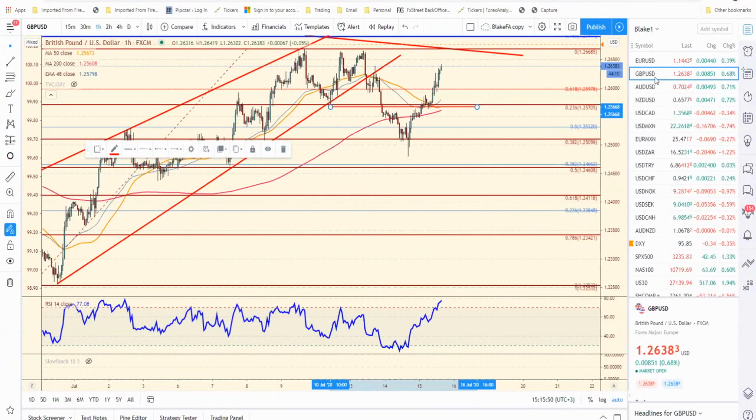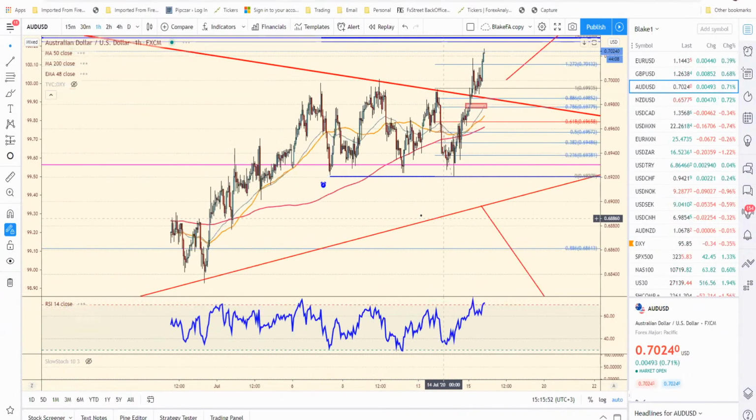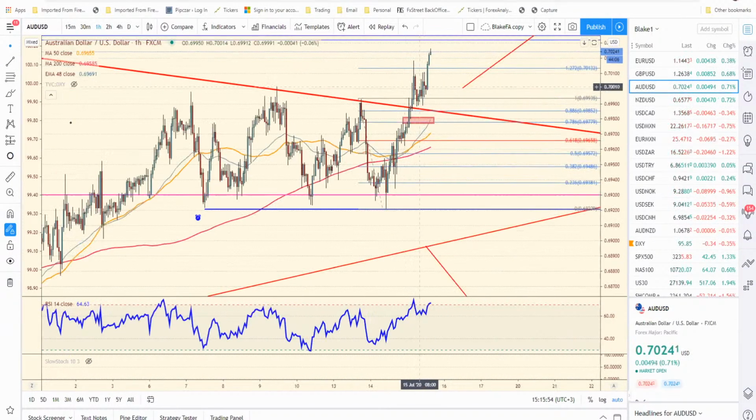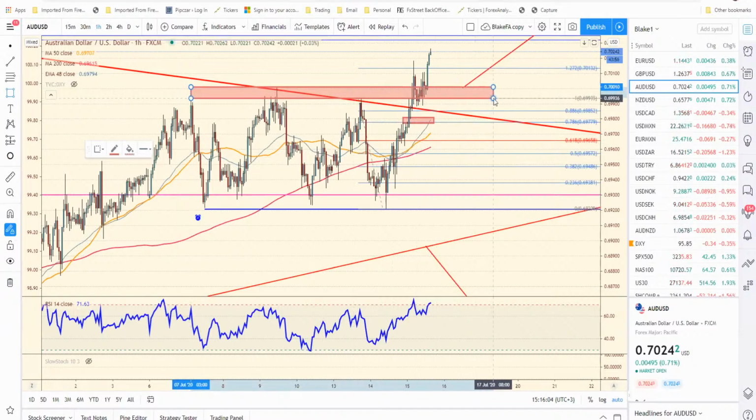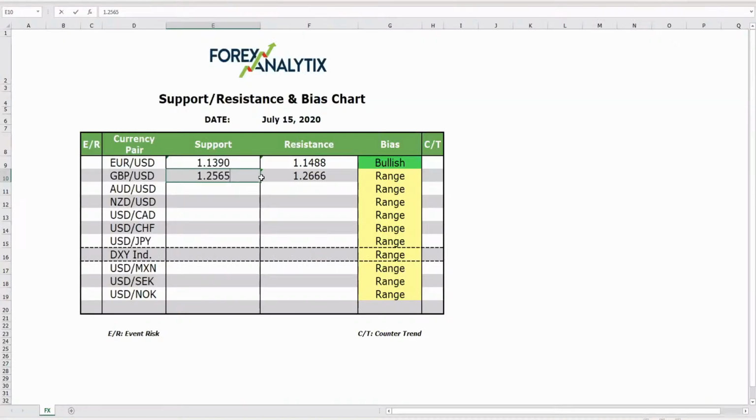Here's the Aussie dollar. So the Aussie is obviously breaking out. So now you have to think that any dip right here is going to be very well supported. Let's just say roughly there to there. So any dip to 69.95 roughly, 69.95.